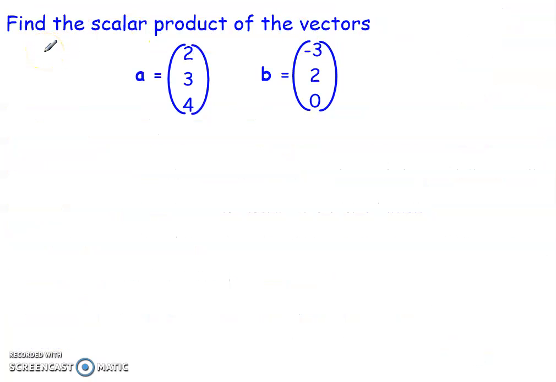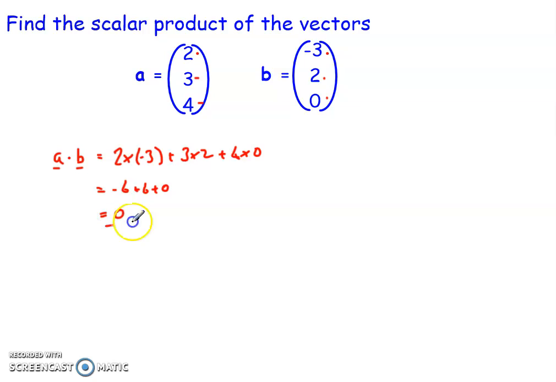So let's imagine I just give you two vectors, A and B, and I want to find the scalar product of them. Well, what that means is I want to find A dot B, and in order to do that, remember what I said, the i elements multiply together, the j elements together, the k elements together, and then I add up the solutions. So I'd have 2 times negative 3 plus 3 times 2 plus 4 times 0. So I'd end up with negative 6 plus 6 plus 0, which is equal to 0. Now a quick thing you could actually say about this is that they're perpendicular to one another. They're both non-zero, the dot product is 0, so they're perpendicular to each other.